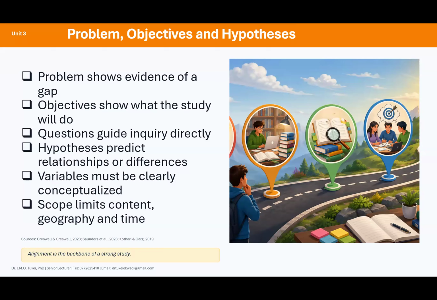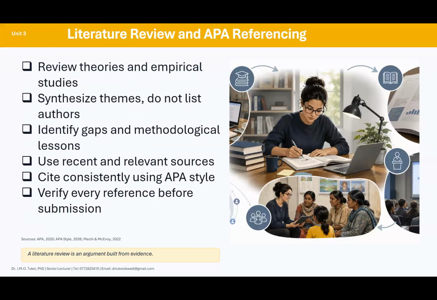And the reason why I told this student to go back and collect the data is because she had not collected data for all the objectives. And besides, she had not included the DV. So the key message here is alignment is the backbone of a credible study. Colleagues, this is key and very important.